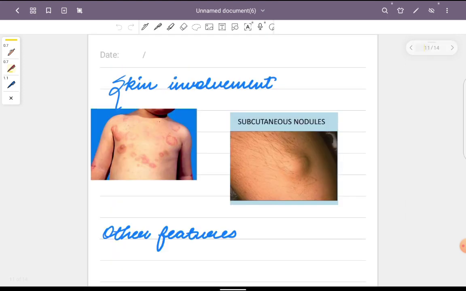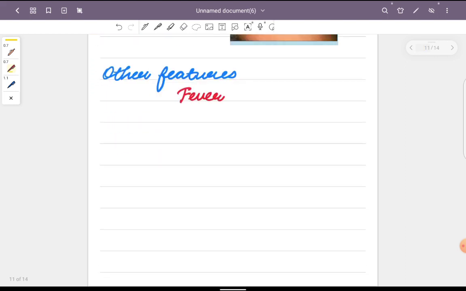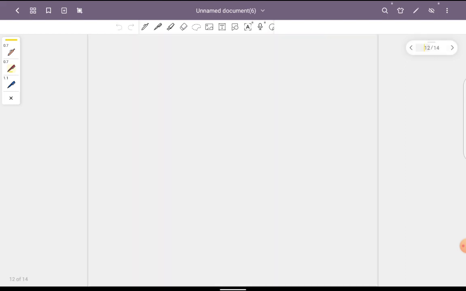Now we'll study about the skin involvement. We can see erythema marginatum in the first picture, that is non-pruritic. There will be no itching. Okay, pink macular erythema, the center shows clearing and the periphery shows outward spread. Now subcutaneous nodules are painless, small, short-lived. Other features are fever, which is in the minor criteria.